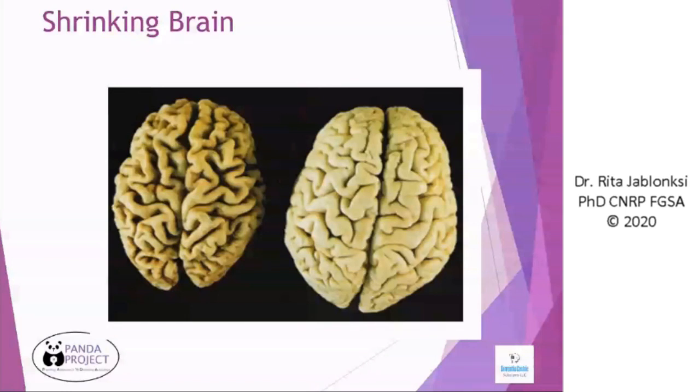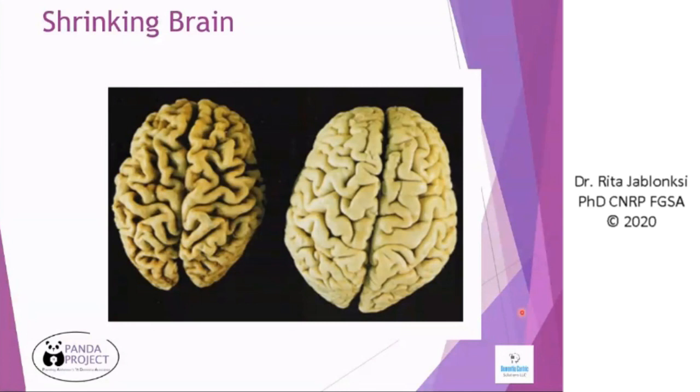Brain nerve cells die off in Alzheimer's disease and in other types of dementias. We call the loss of these nerve cells atrophy because the loss of nerve cells causes the brain to shrink. If you look at the picture, this is a healthy brain, and on the left, this is a brain from someone who died of Alzheimer's, and you can see how shrunken that brain is.